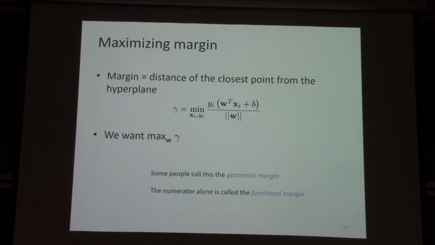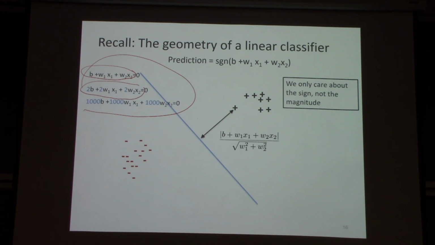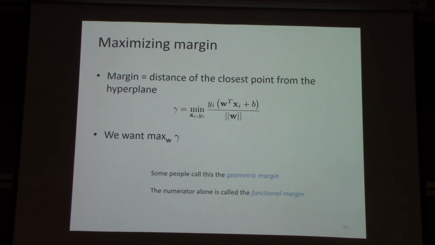Now, remember that the margin is the distance of the closest point to the hyperplane. Your points are xi, yi. So I said the margin is the smallest value. The distance of the point from the plane is the absolute value of W transpose X plus B divided by the norm of W. If you have a training set xi, yi, the margin is simply the minimum value of that, the minimum over xi.